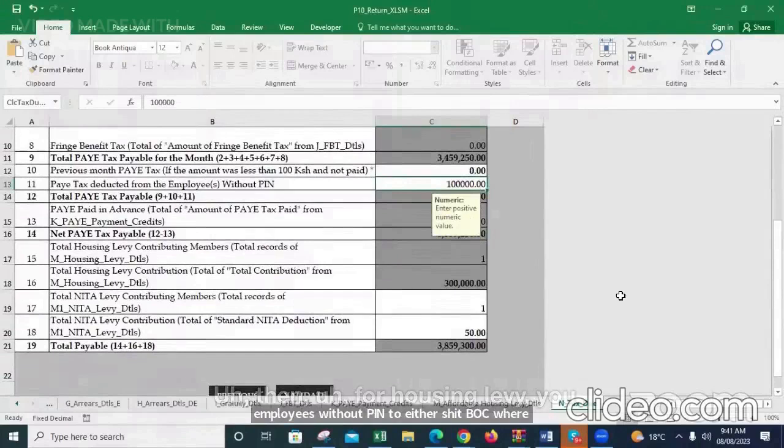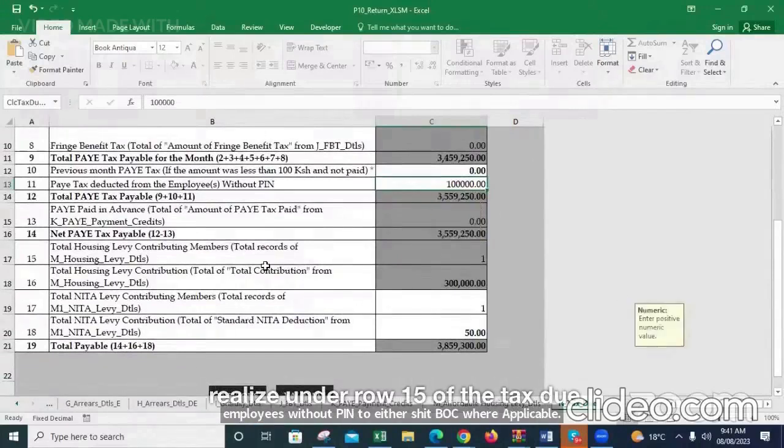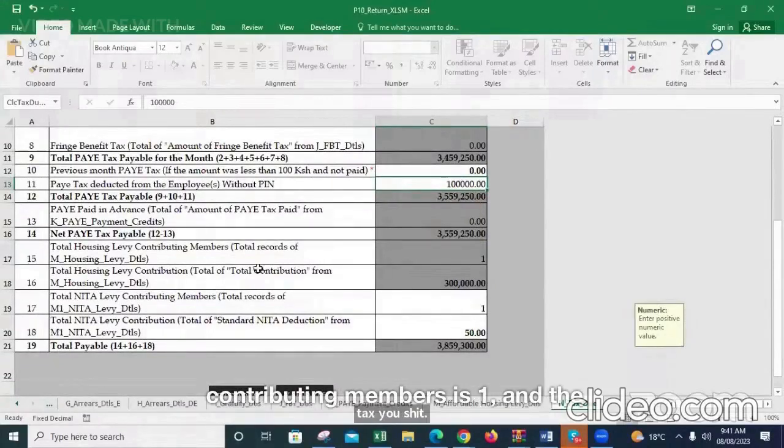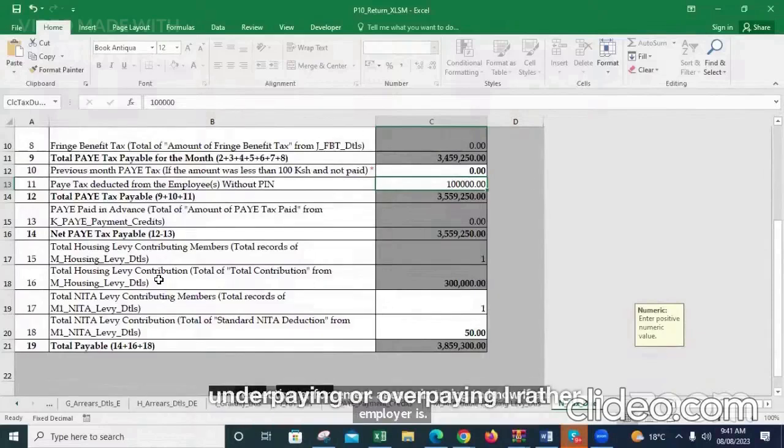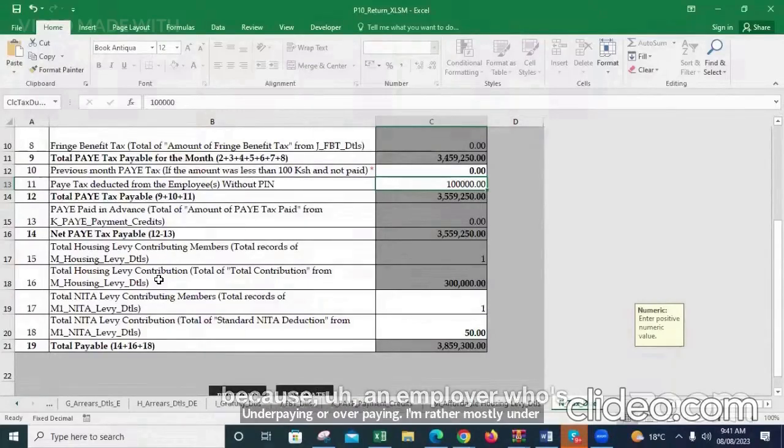Then for housing levy, you realize under row 15 of the tax due sheet, the total housing levy contributing members is 1, and there is the total housing levy contribution. Again, these numbers, these statistics will now start being used by the respective enforcement agency to know if an employer is underpaying, rather mostly underpaying, housing levy. Because for an employer who has, let's say, 100,000 employees, and for housing levy only 20,000 are there, then of course someone will start asking questions.